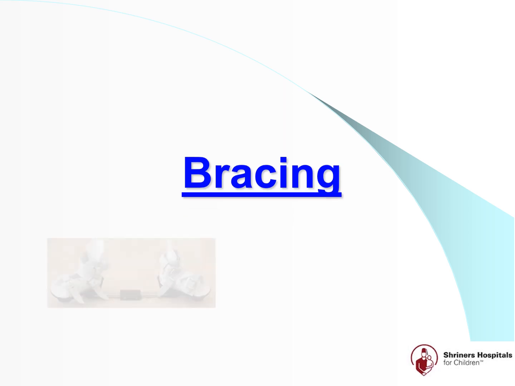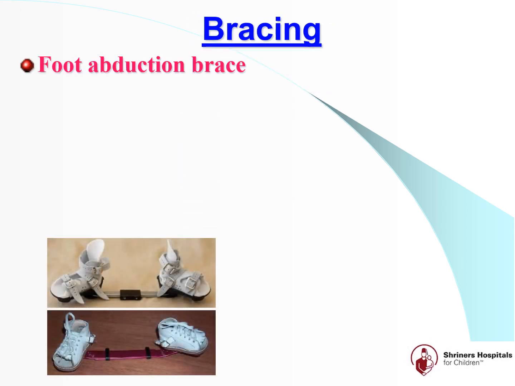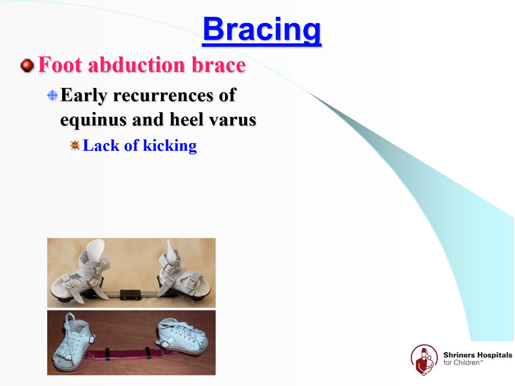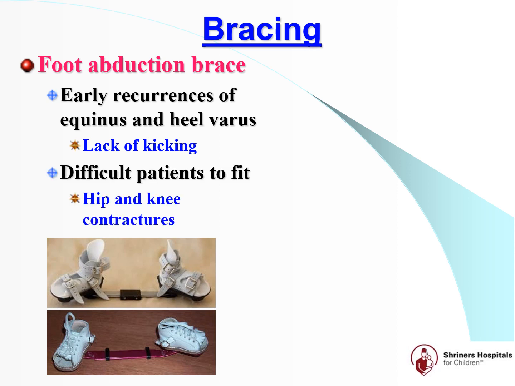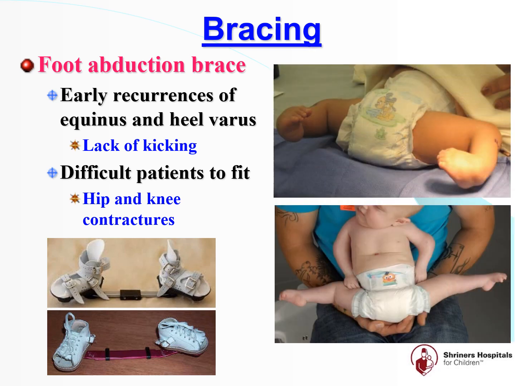In terms of bracing, in the typical child with clubfoot, we use the boots and bars type of braces. But in children with arthrogryposis, this style of brace doesn't do a good job preventing recurrences, probably because the children don't kick very much. Also, because of their hip and knee contractures, they are often hard to fit with these sort of braces.